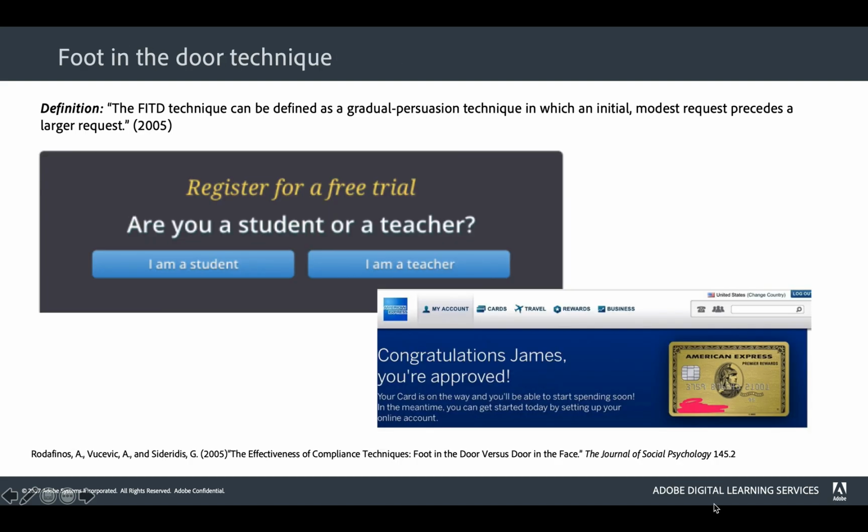So foot in the door is a gradual persuasion technique where we get an initial modest request that proceeds to a larger request. These are two screen grabs that I pulled that I thought really illustrated that well. This one is, register for a free trial. Are you a student or a teacher, right? So in other words, you're going to get a free trial. That's the foot in the door. And then whenever you click on that, usually it still asks you for your credit card, and it says you have 30 days and you can cancel within 30 days.